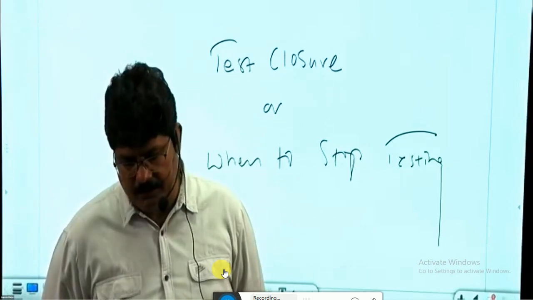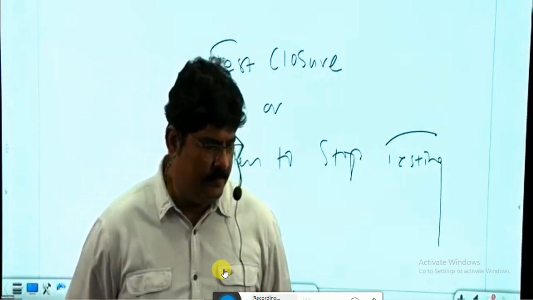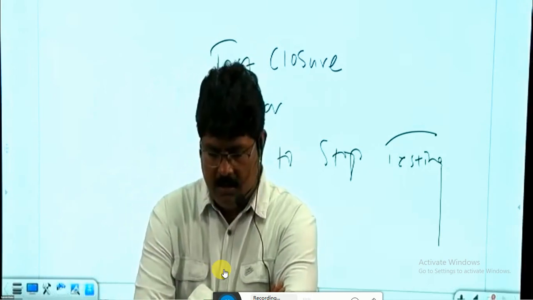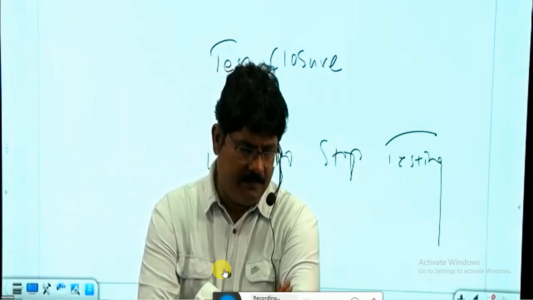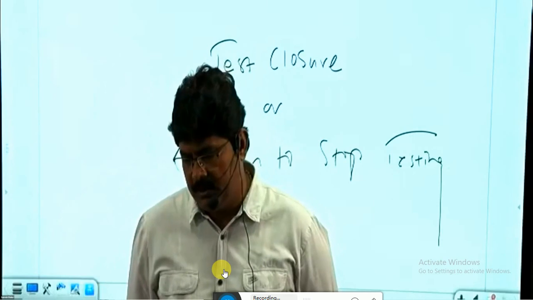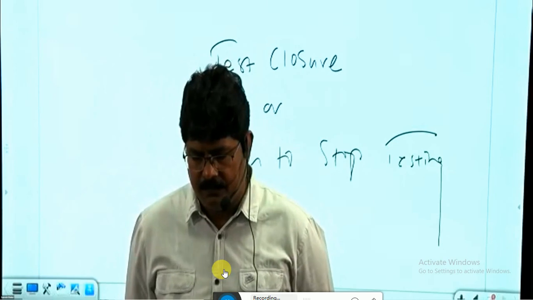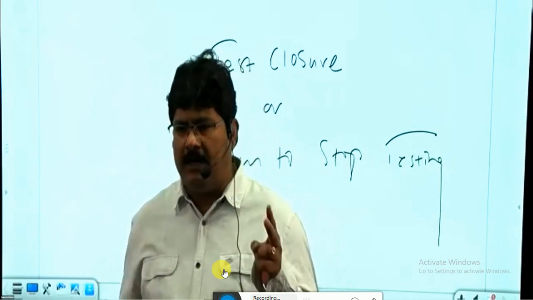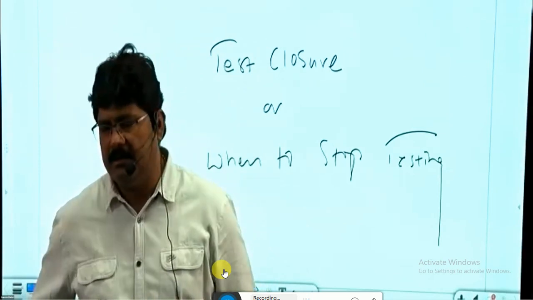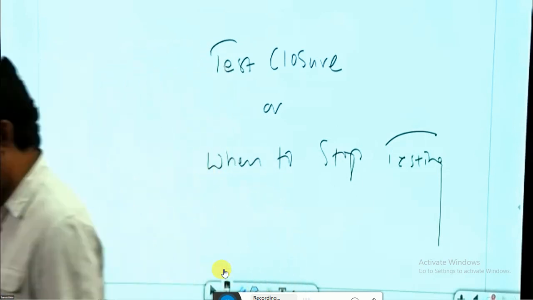The second one: if all identified defects are resolved and closed. So if these two conditions are satisfied, yes, we can make a decision, enough, stop testing, and we deliver the product to the client. So this is all about our second module, STLC, software testing lifecycle.